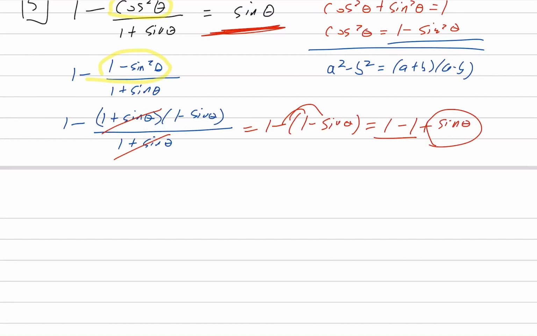So the last part is multiple choice. It says the expression from the previous step simplifies to sine theta using what? It's the cancellation property and simplifying further. That's what we did here.